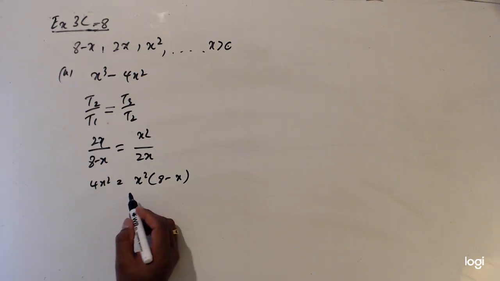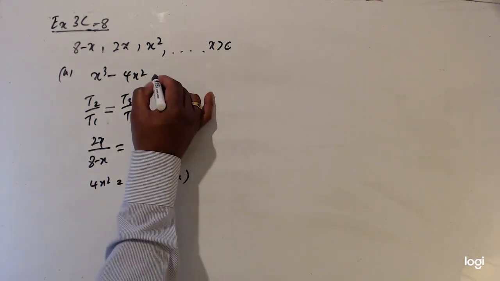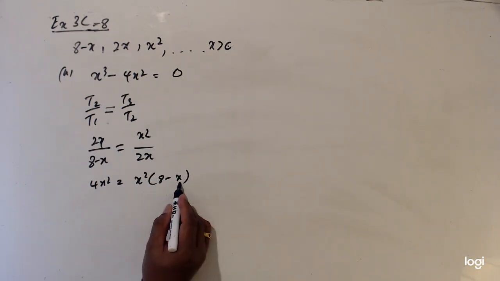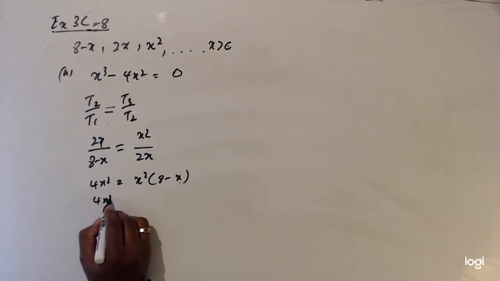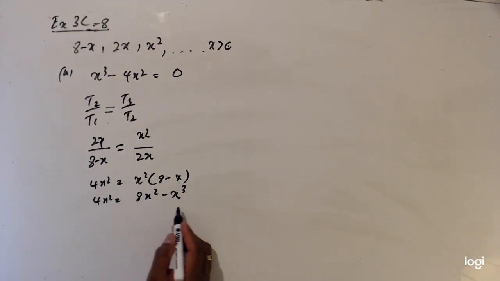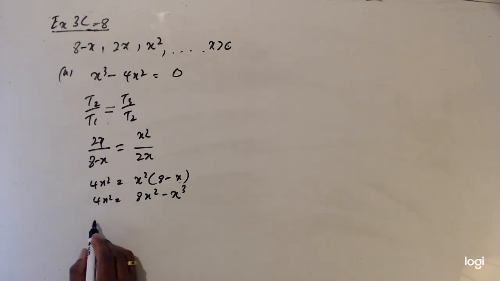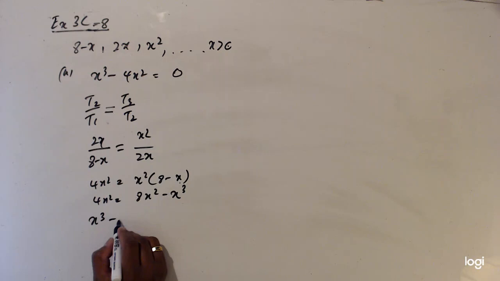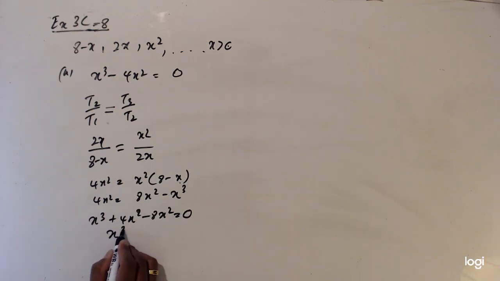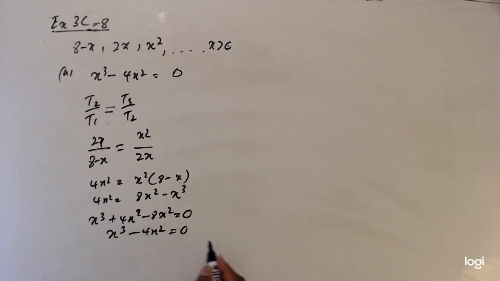So we want the equation with x cube. I can see x cube: we are making x square times 8 gives 8x square minus x cube. So I'll bring all the terms to this side. This becomes positive x cube, plus 4x square minus 8x square equals 0. So x cube minus 4x square equals 0.